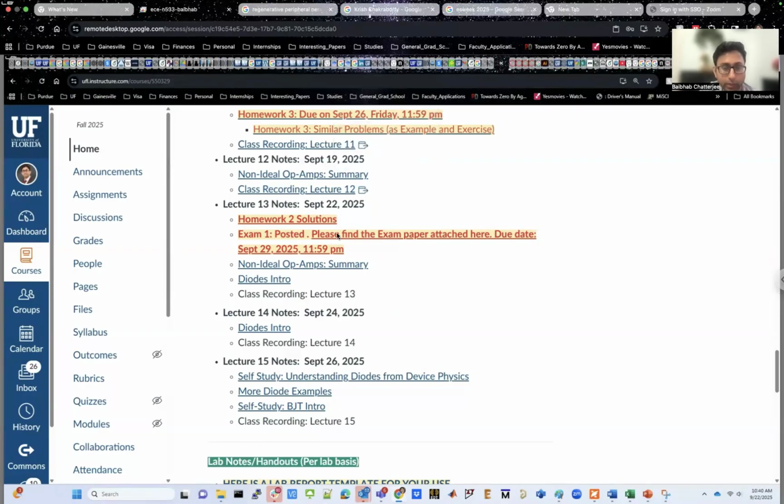Now, this week, we are going to look at a few more example problems, some of which would be the solutions of your homework too. And we'll also discuss some of these example problems or similar problems to homework 3, and then summarize the non-ideal op-amps today. And then if time permits, we'll also get started with a little bit of introduction on diodes, which will continue throughout this week. So our plan would be to complete the discussions on diodes by the end of Friday.